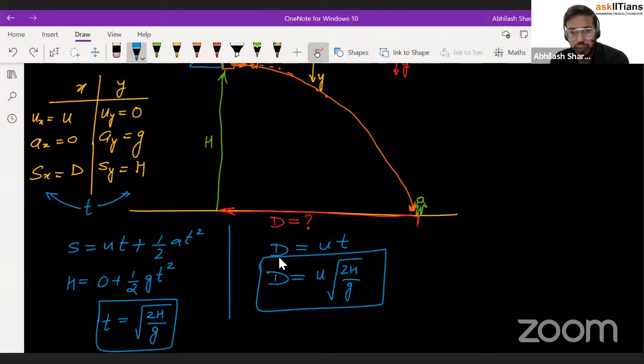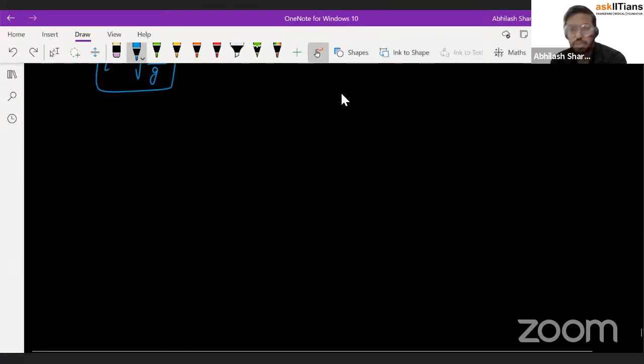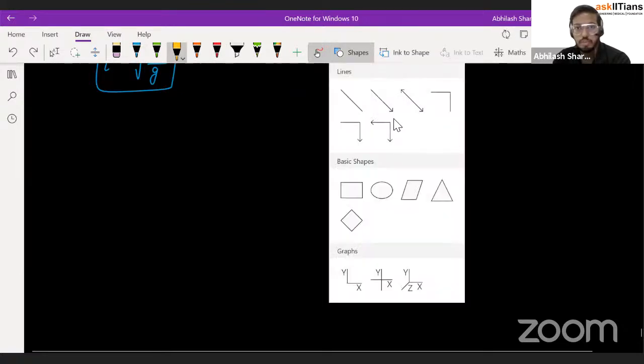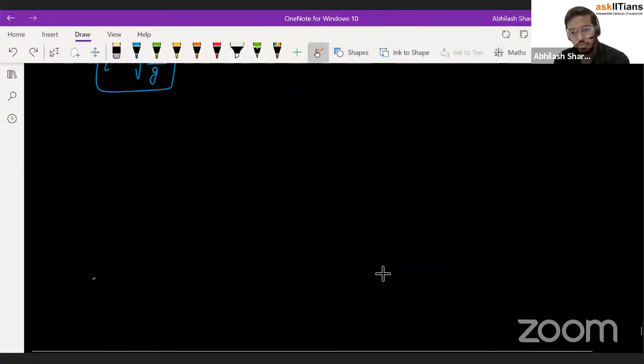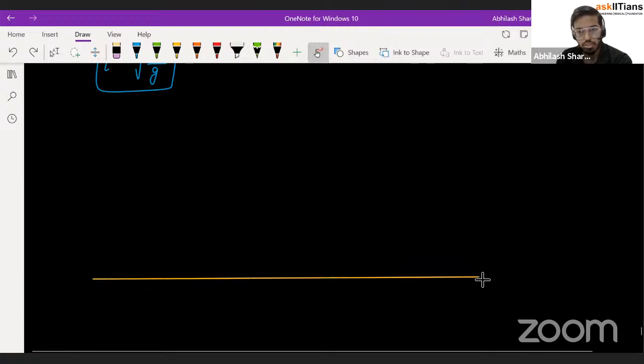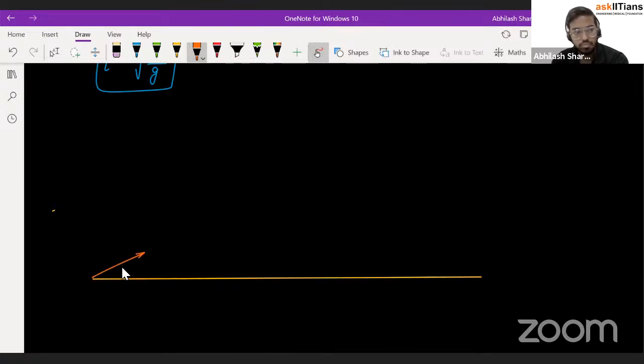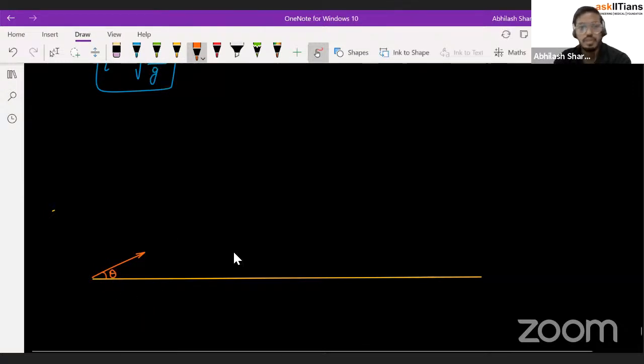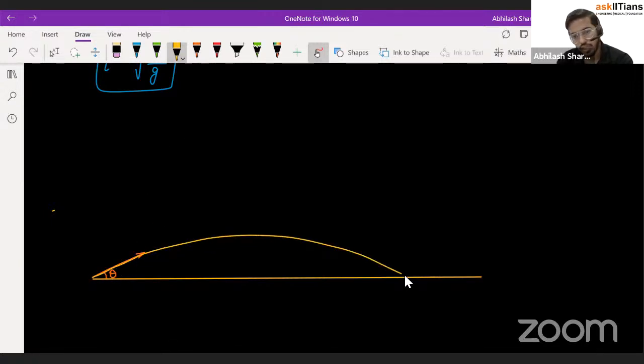I hope you're all ready now for the new portion that I was talking about, where we'll be throwing objects from the ground. So let's say this is the ground and I want to throw something at an angle, let's say it's thrown at an angle theta. So how will it go? We all know how it'll go. It'll just go like this and it'll fall.